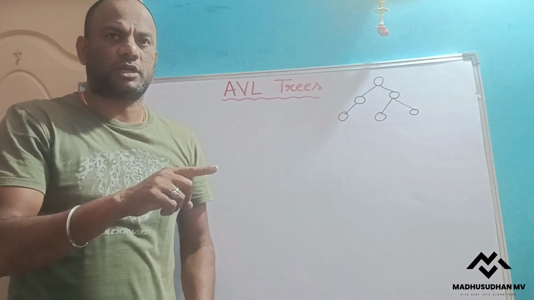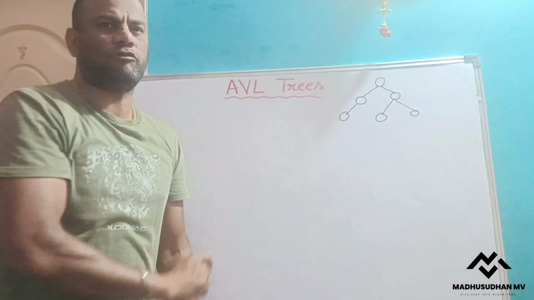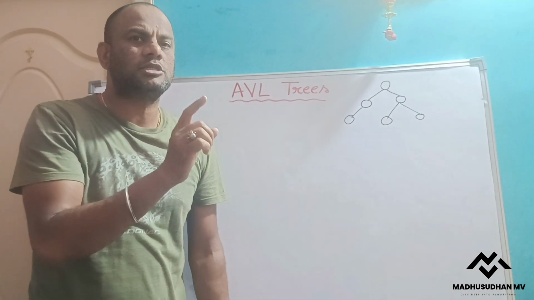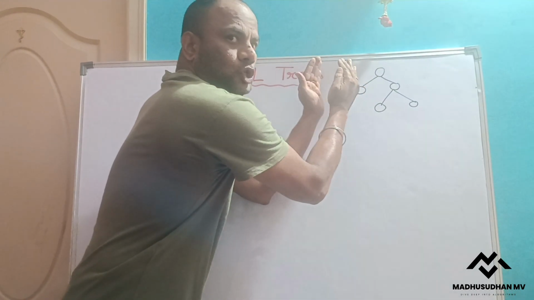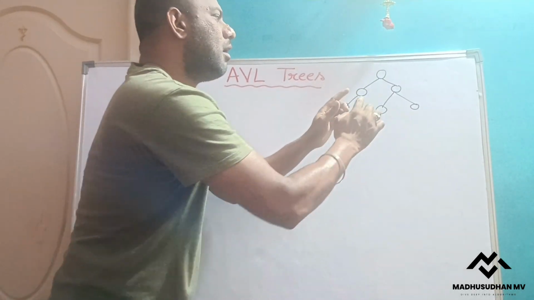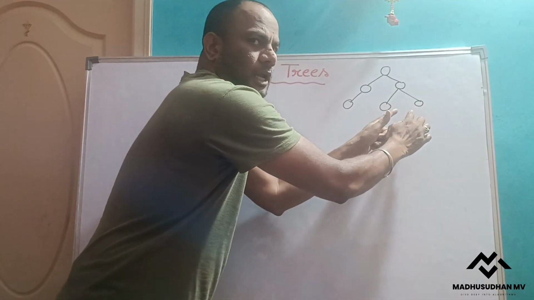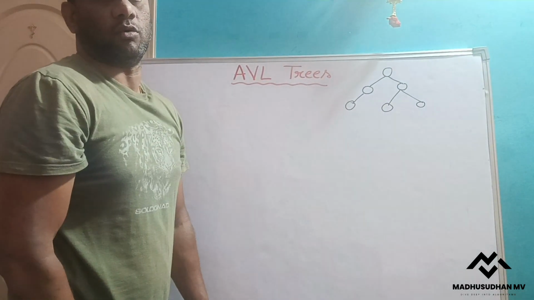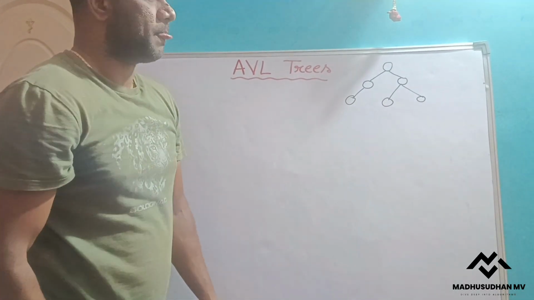Now, a binary search tree is just a variation of a binary tree in which all the elements of the left subtree should be lesser than the root node or its parent node, and all the elements in the right subtree should be greater than its parent node or its root node. That is the definition of a binary search tree.